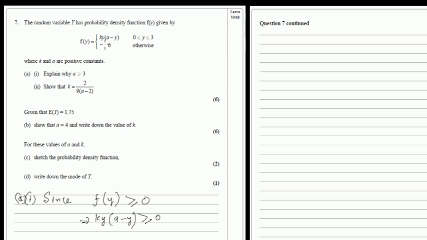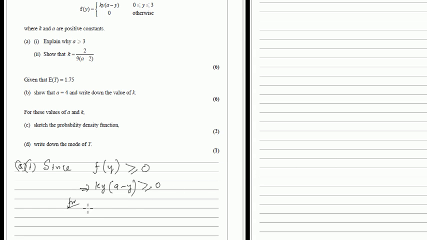Let's put the value. We know that the value of y has to be between 0 and 3. So for y equals 0, the whole thing becomes 0. It is not useful. So y equals 3. For y equals 3, what we get is k(a − 3) greater than or equal to 0. Therefore a is greater than or equal to 3. So that is the thing.